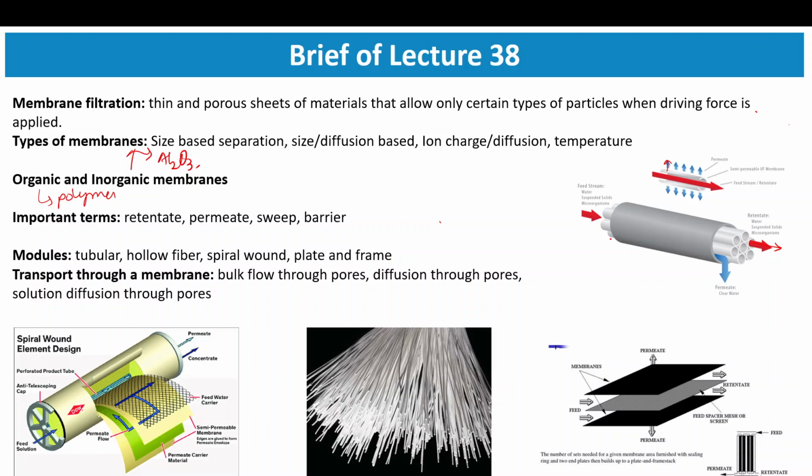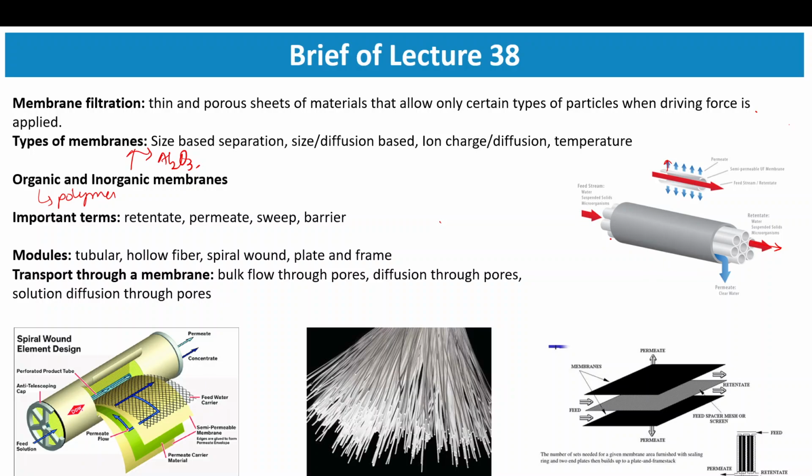Further, these hollow fiber membranes, because of their small dimensions, have high surface area. So efficiency in this case is much higher as compared to other modules, right? So this is one of the advantages. Now next is the spiral wound membrane.